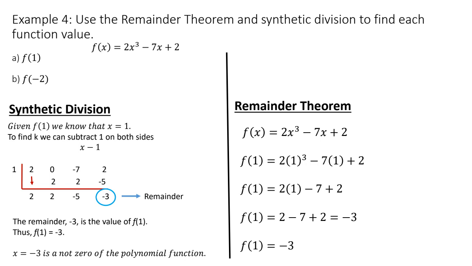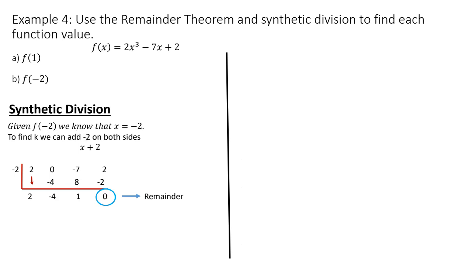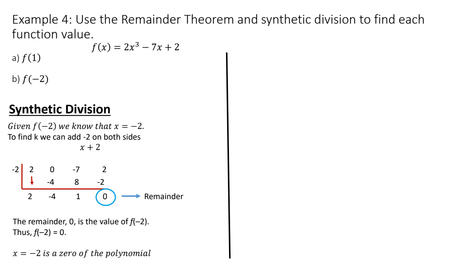Okay, so let's go ahead and do part B. Let's see if -2 is a zero of this polynomial. First I'm going to show you with synthetic division. If I do synthetic division using k as -2, I am going to get a zero. So what that means is that -2 is a zero of the polynomial, is a factor of the polynomial.